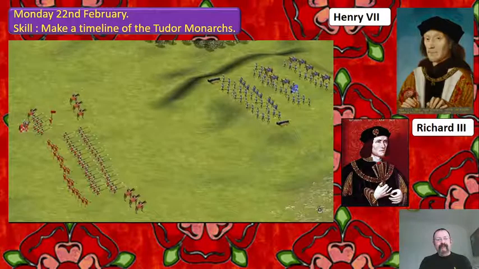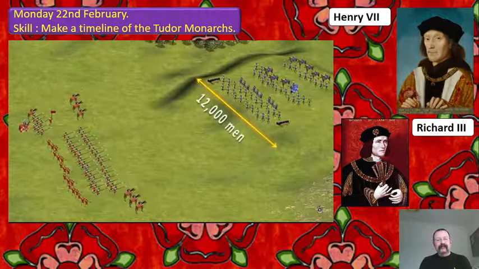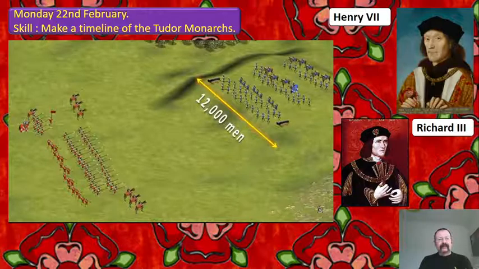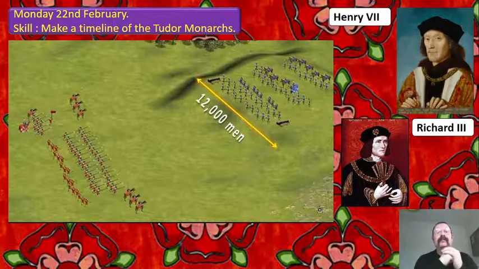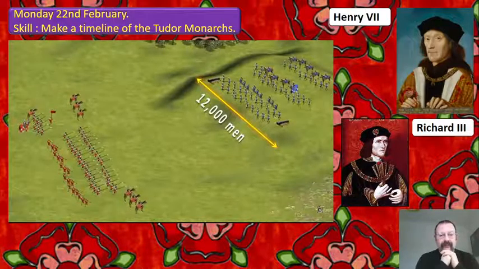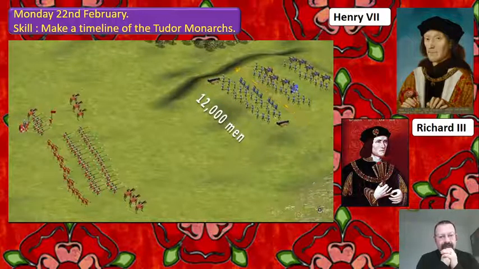King Richard III had about 12,000 men. Positioned on a hill, his forces consisted of archers, spearmen, cavalry and some cannons. The Duke of Norfolk commanded the front line, Richard the centre and the Duke of Northumberland at the back.